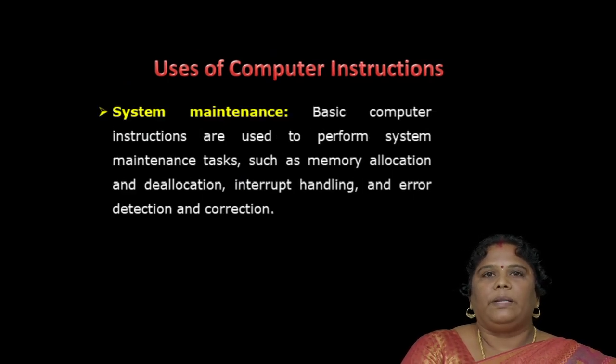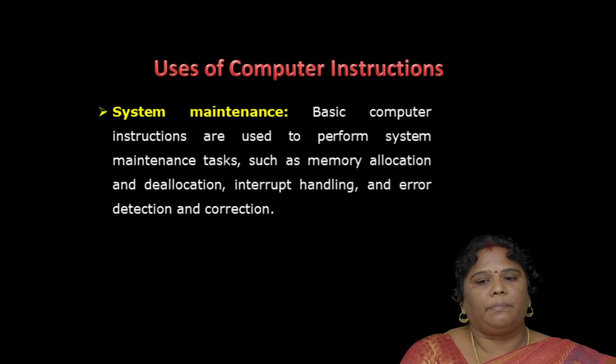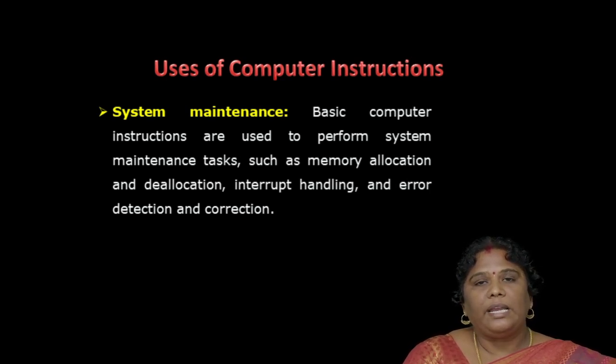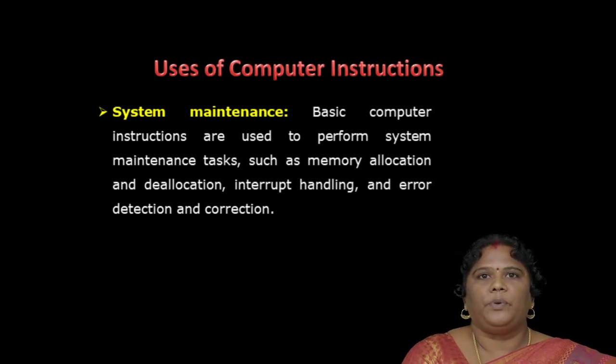The last one is system maintenance. Computer instructions are used to perform system maintenance tasks such as memory allocation and deallocation, interrupt handling, and error detection and correction. So computer instructions are mainly used to control all the computer operations.